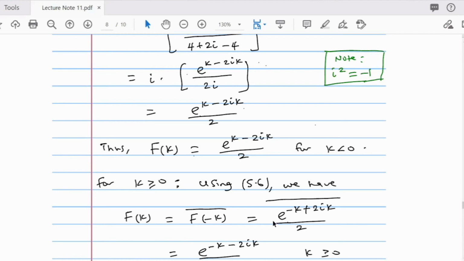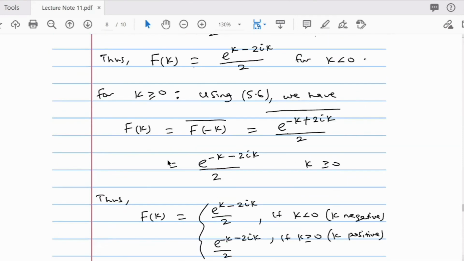Then get the conjugate. Now this guy here is a complex number. You know how to get the conjugate. For the imaginary part, you change the sign. If it is plus, it turns to minus. If it is minus, it turns to plus. Since it is minus plus here, you turn it to minus here. So this is the conjugate of this. So this is f of k for k greater than 0.